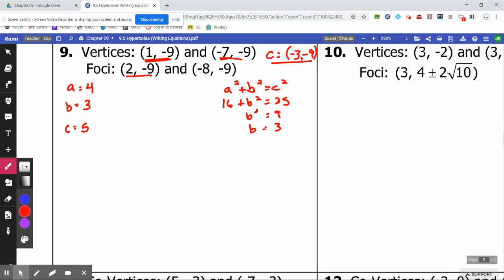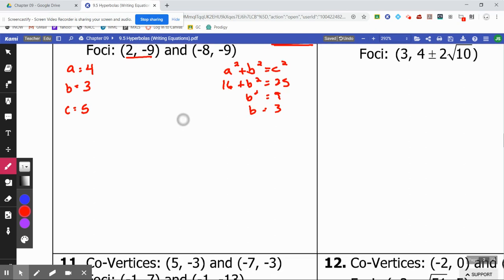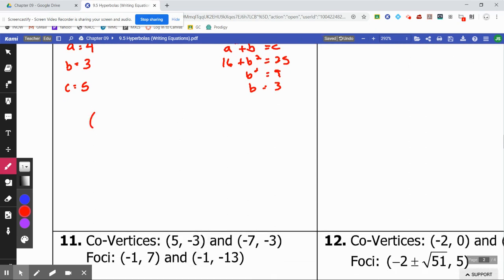Now, is it a horizontal or vertical? The vertices, 1, negative 9 versus negative 3, negative 9: 1, negative 9 is going to be to the right, and this is to the left, so therefore this is a horizontal. So therefore the x stuff comes first. Here you have x stuff squared over a squared minus y stuff squared over b squared is equal to 1.